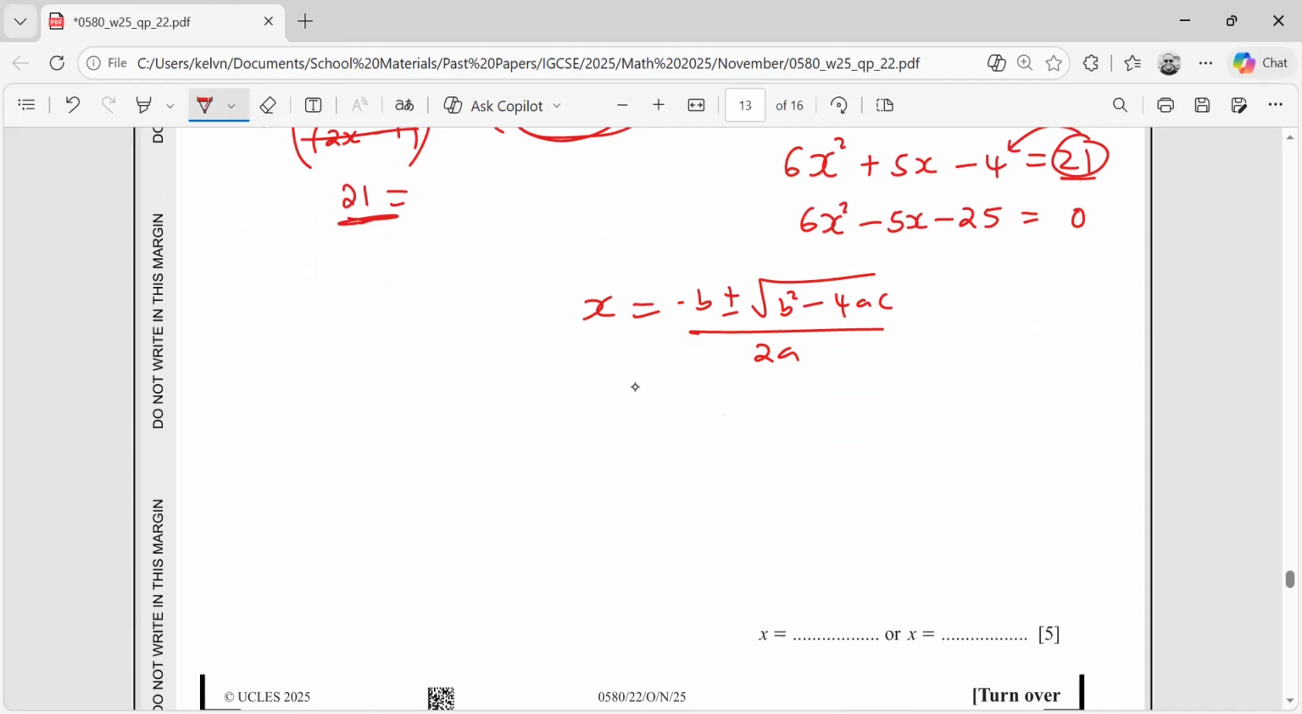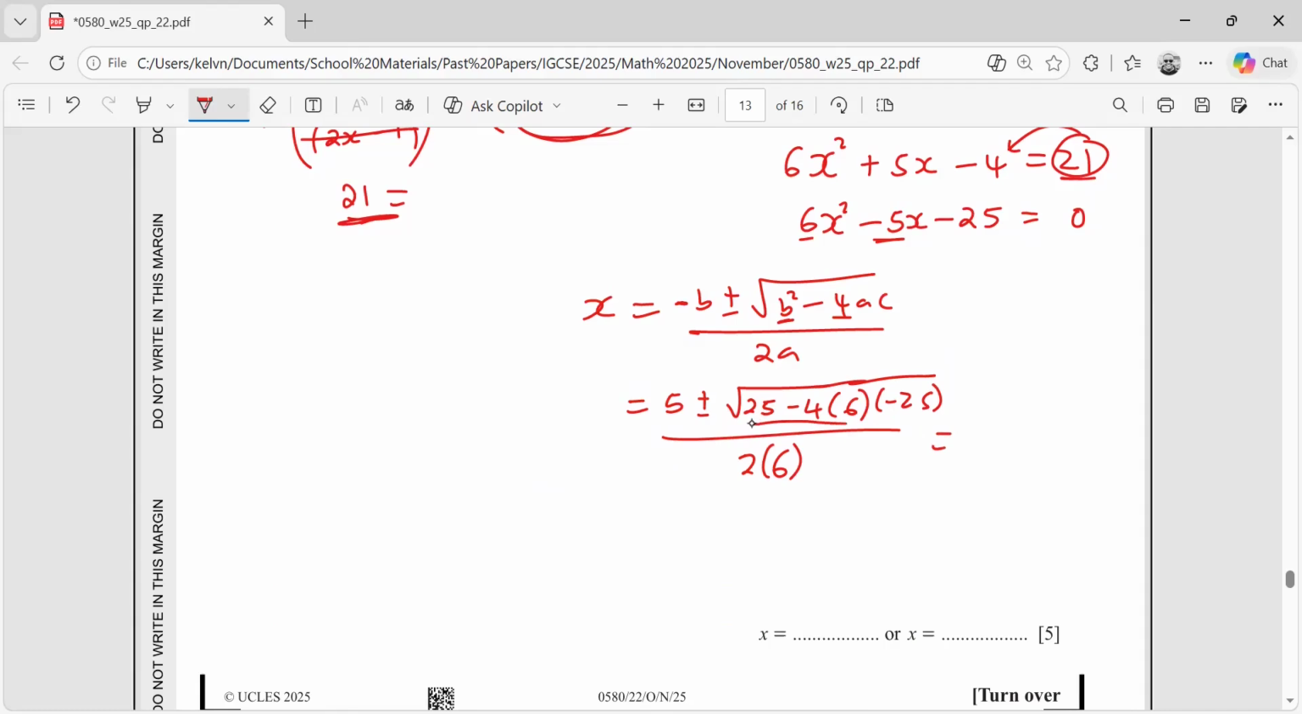So b we know is this, -5. So there is already a negative here, and we're bringing another negative, so it's going to be +5. That's one minus. So -5 squared here is going to be 25. And then 4ac, so 4 times 6, that is 4ac. Let me write that here, minus 4. A is 6, C is -25. Okay, and then over 2a. 2a is 2 times 6, which you can actually evaluate as 12.